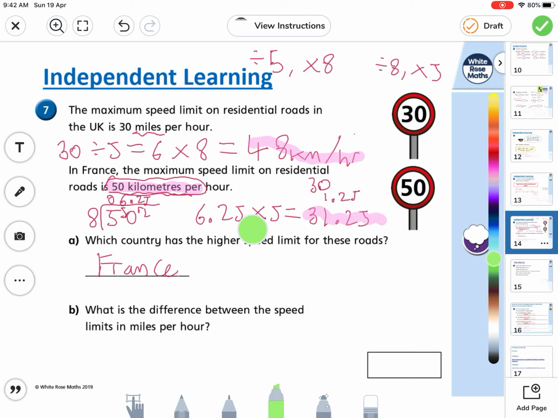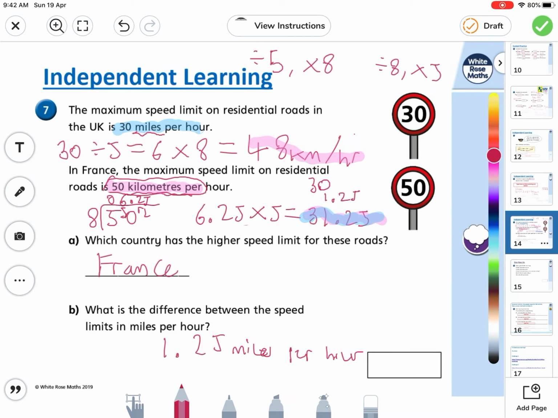Oh, let me change the color. So in France, you can drive at 31.25 miles per hour. And in the UK, it's only 30 miles an hour. So what's the difference between them? It's 1.25 miles per hour.